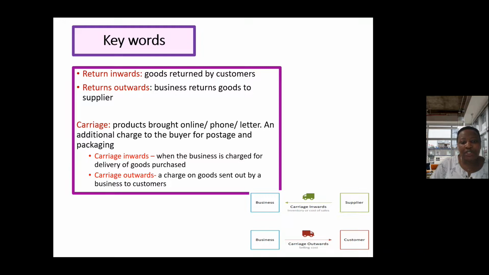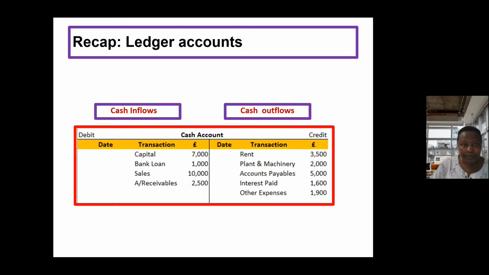Carriage is, when we buy things maybe online, or you've ordered from your supplier, carriage inwards will be when the business is charged for the delivery of the goods that you have purchased. But carriage outwards is when we charge our customers for the delivery of the goods we have sent out to them, or the postage, or any additional charge on delivering the goods to our customers.